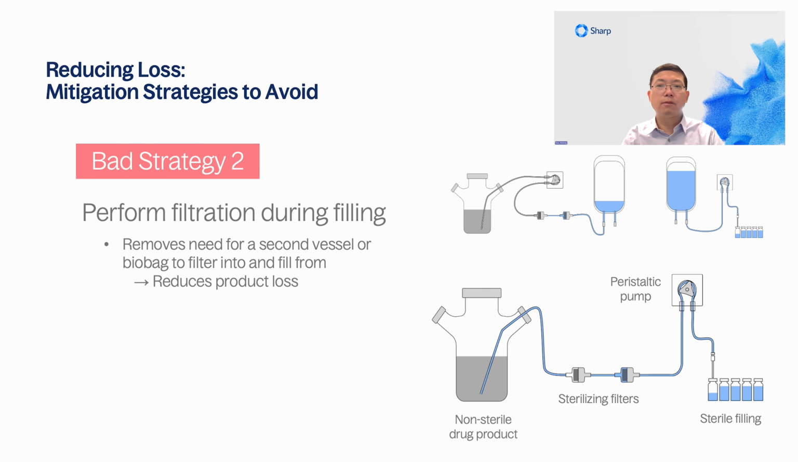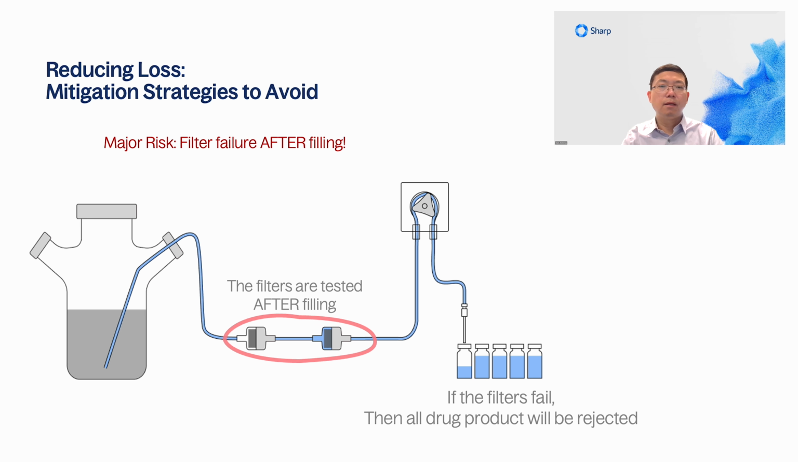This also reduces the amount of tubing needed. However, the gains from filtering on the line come with a few risks. The filtration time is longer, which increases risk of contamination, product degradation, and filter clogging. You can only test the sterile filters after sterile filling is complete.